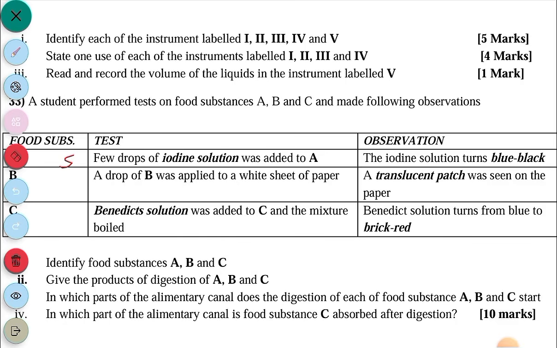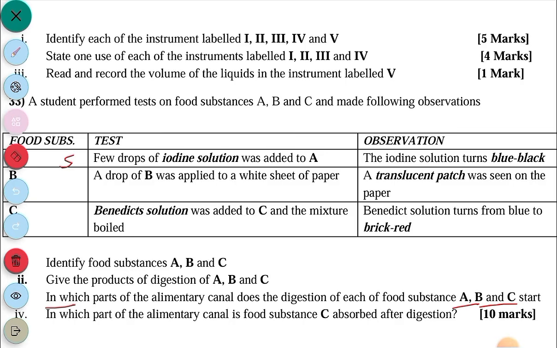Then C, so it's for reducing sugars. Benedict solution was added. So anytime Benedict solution is added to reducing sugars, it turns brick red. Then III says, in which part of the alimentary canal does digestion of A, B, and C start? So starch could start in the mouth. Yes, starch. Digestion of starch starts in the mouth.